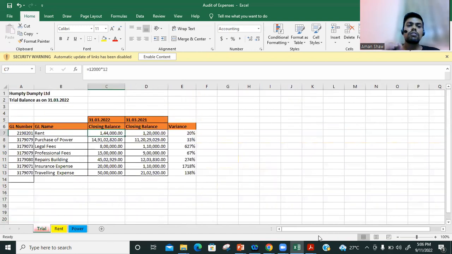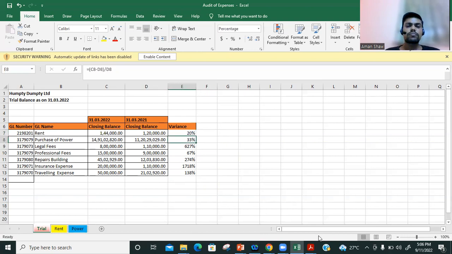Moving on, we'll be discussing that, and that is what happened in this case. Last year the rent was 1,20,000, so maybe it was 10,000 rupees per month, and right now, due to the escalation every year as per the agreement, there was a 20% rent hike, and that's why it came to 1,45,000. So you have the reason for this variance as well.